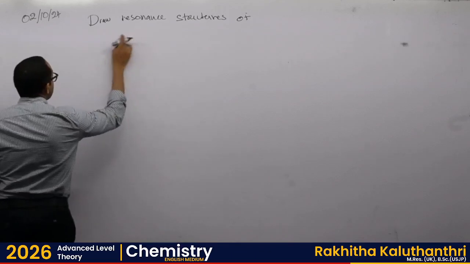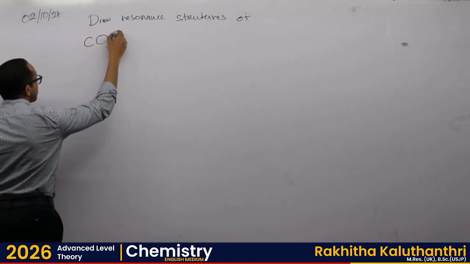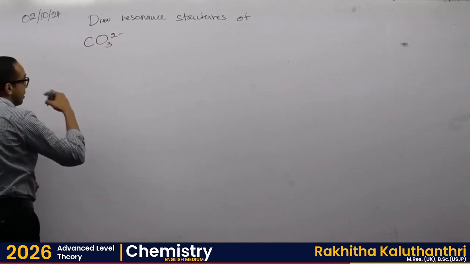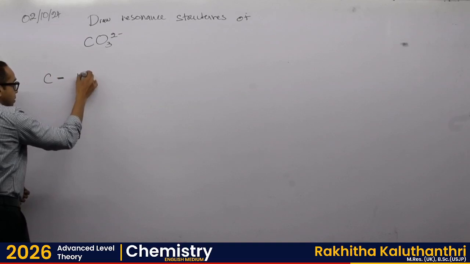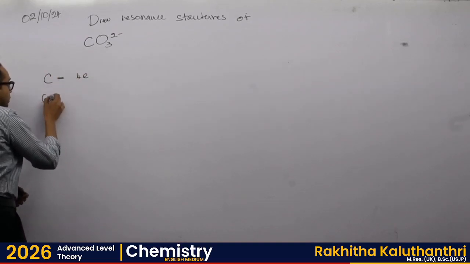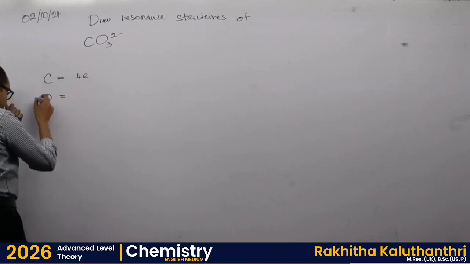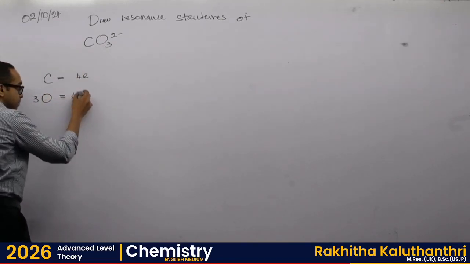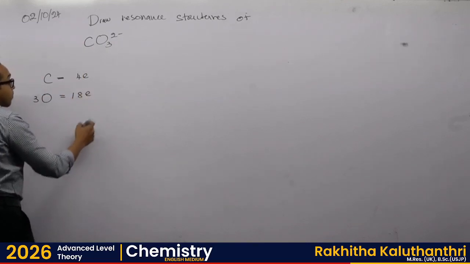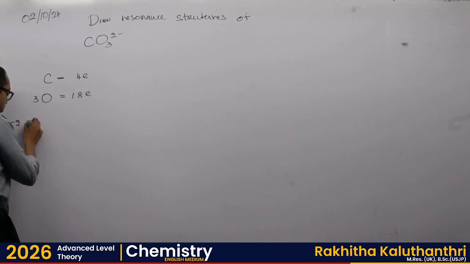So we have carbonate, right? I will now start. It's enough time. So we have carbon. Carbon has 4 valence electrons. Oxygen has 6. But there are 3 oxygens. So 3 into 6 is 18. The total negative charge is 2. So we have 2 minus charge.